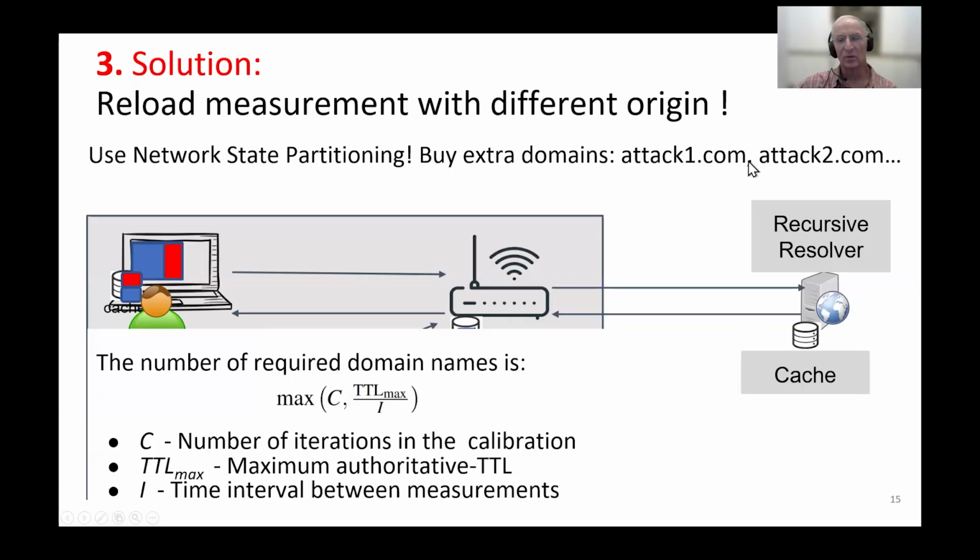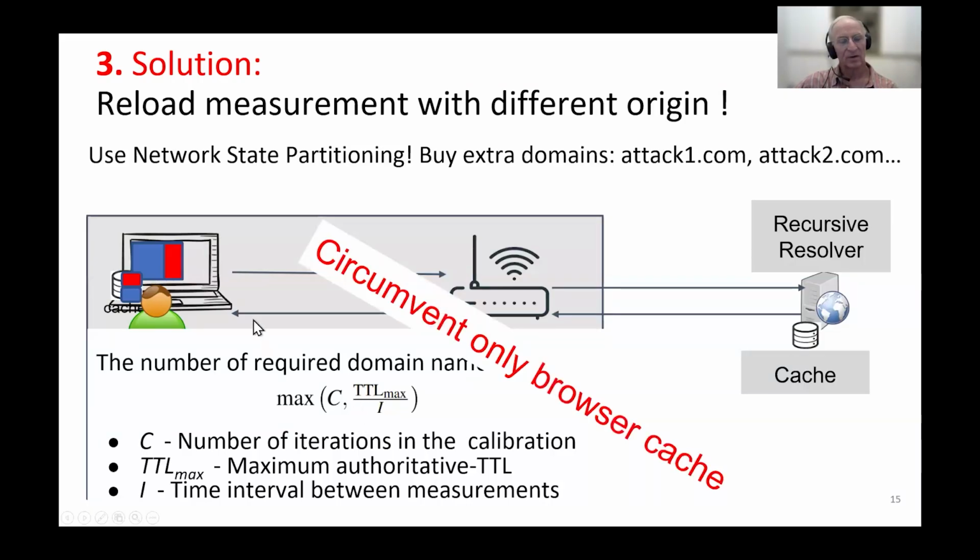How many different domains does the attacker need? Well, the TTL of bank.com, or the domain of interest, divided by 30 seconds, the length of the loop. If the loop can repeat several times within one TTL, we need several domains. But if the TTL is smaller than the length of the loop, one such extra domain is enough. And we also need the number of tests we do in the calibration as the number of such domains required.